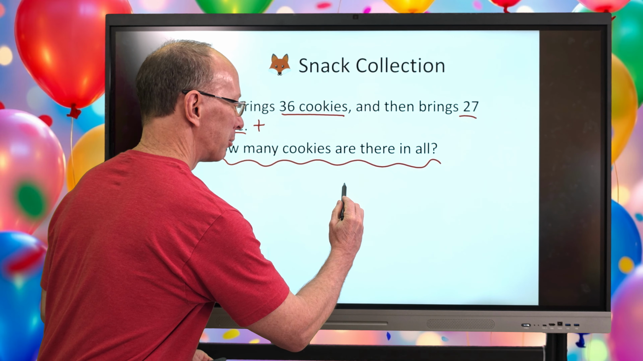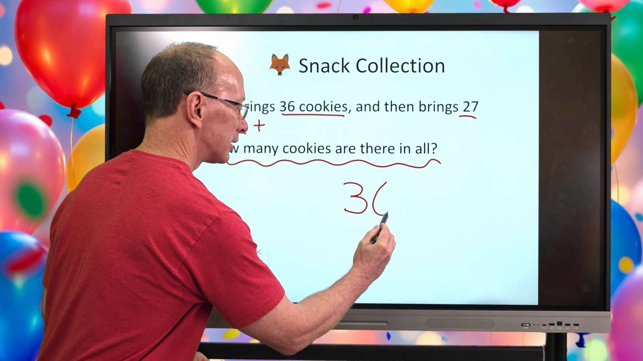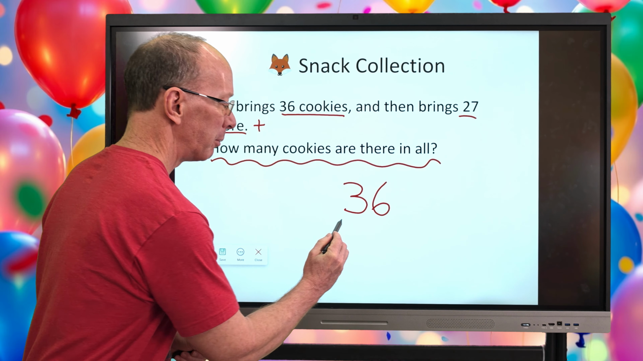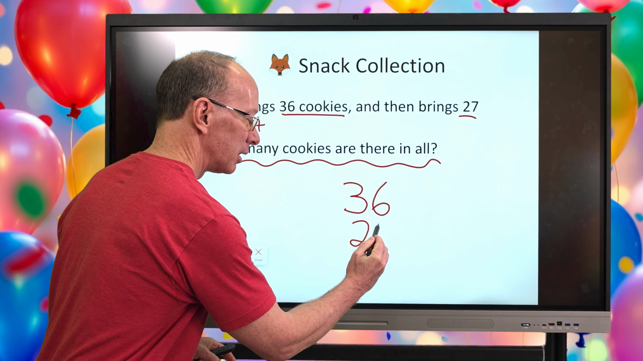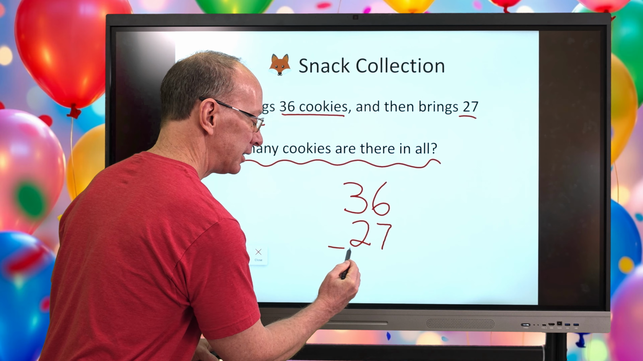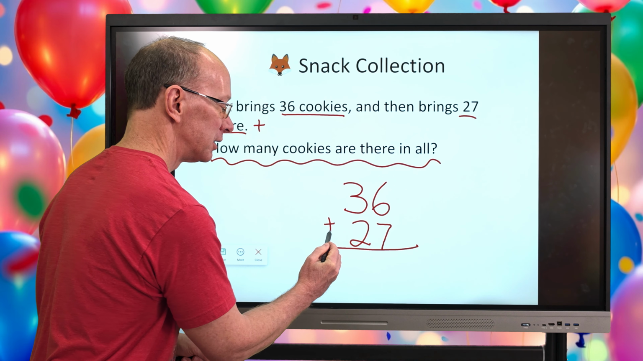So let's go ahead and write the problem out. 36 and then 27. Make sure you line that up. It's really important that you line this up and you're writing neatly. And let's go ahead and put our addition symbol here.